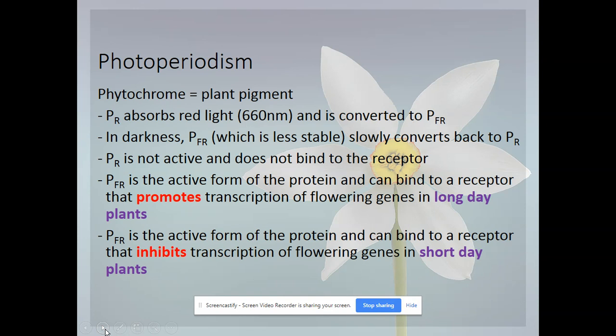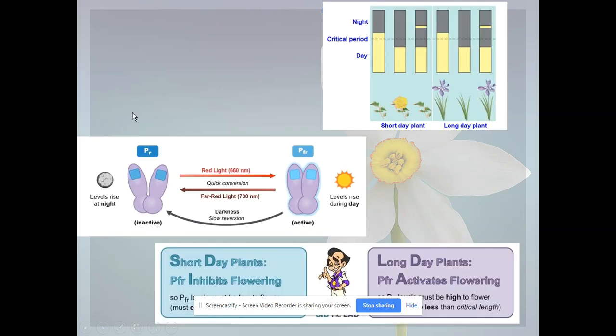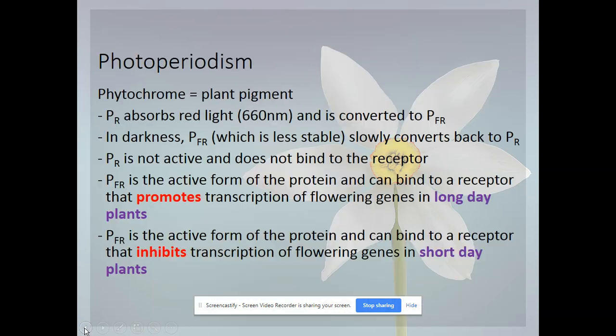So talking about that protein, this phytochrome plant pigment that sets off this cascade of events, is based on the idea of photoperiodism, that we have repeating lengths of light and dark. This phytochrome we refer to as PR in one version and PFR in the other.